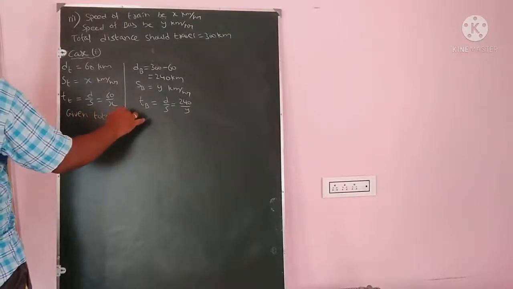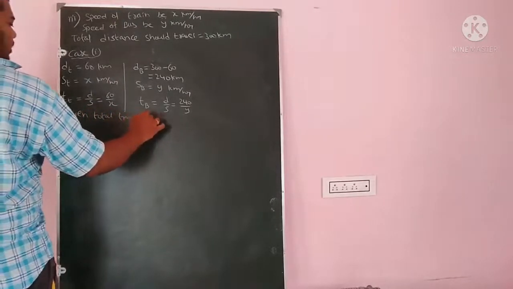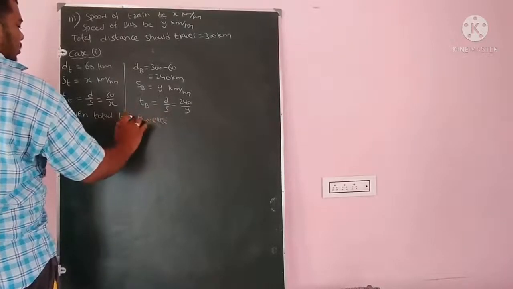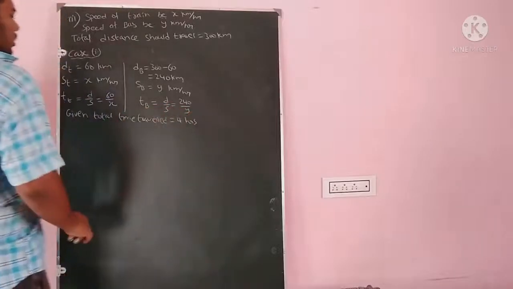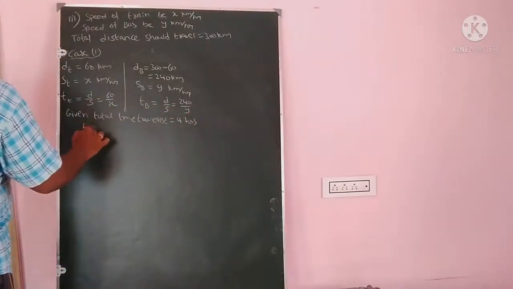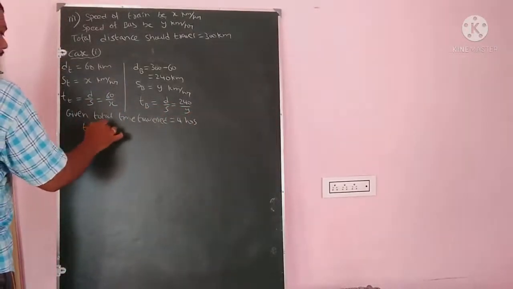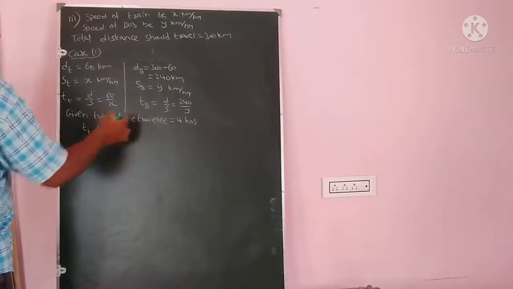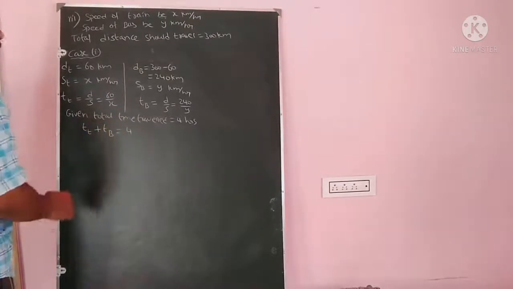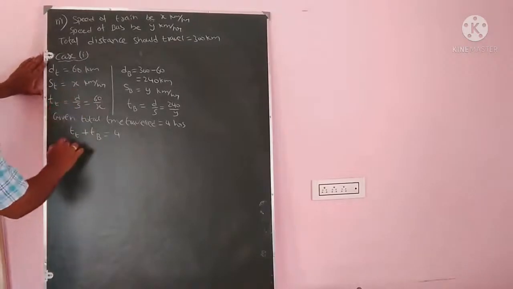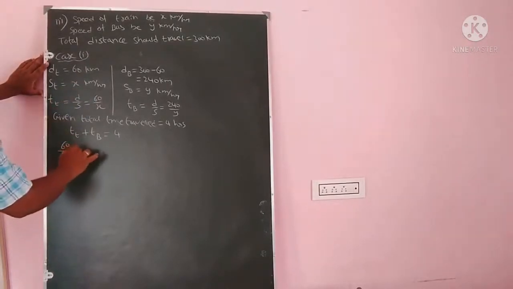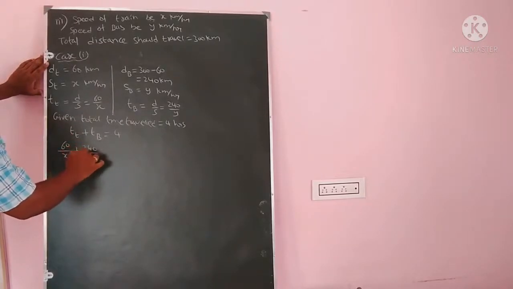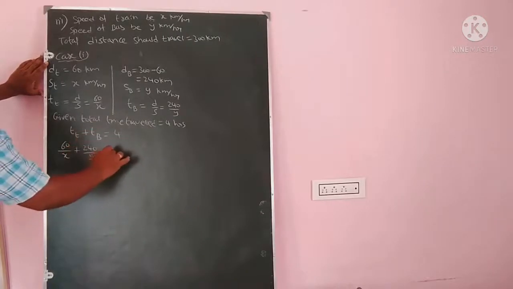So given total time of travel equals 4 hours. So that means time taken to travel by train plus time taken to travel by bus is equal to 4. So we can write this as 60 by x plus 240 by y equals 4.